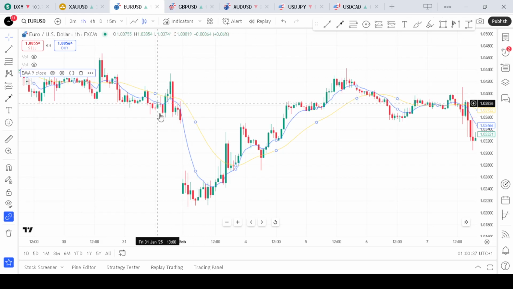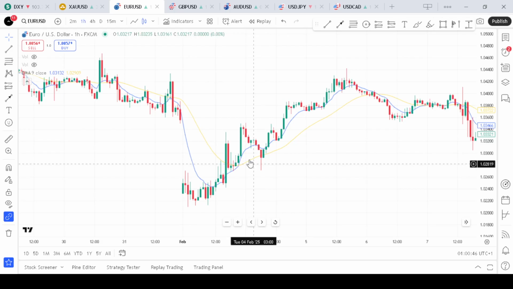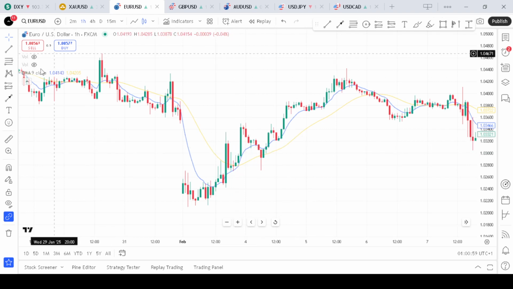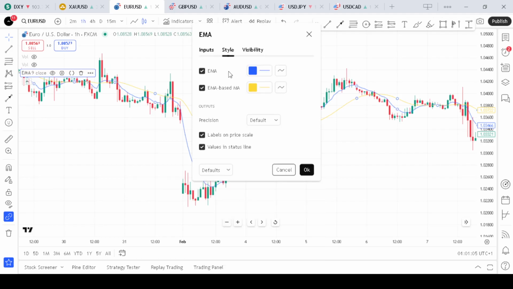As you can see, I'm making use of the blue line for the 9-period exponential moving average, and this yellow line for my 21-period exponential moving average. This is preferably done with different colors, so make sure you set your EMAs with different colors. If you don't know how to set it, you simply go to your EMA settings, go to the style, and make sure the first EMA up here is a different color from the second. The two have to be different colors.